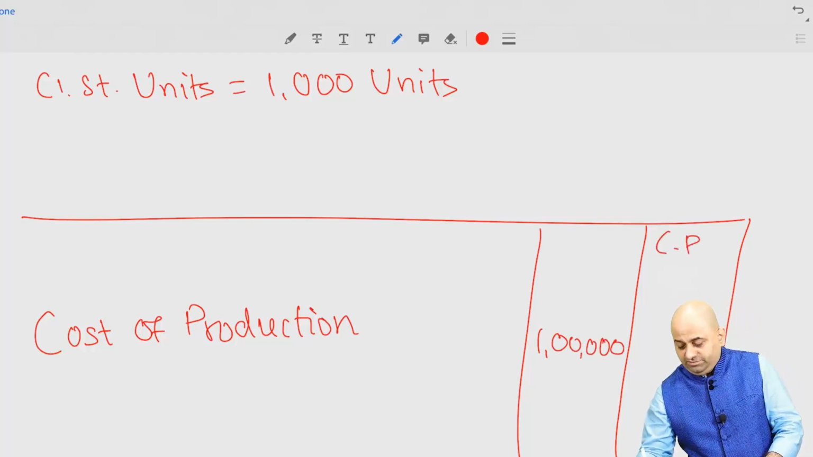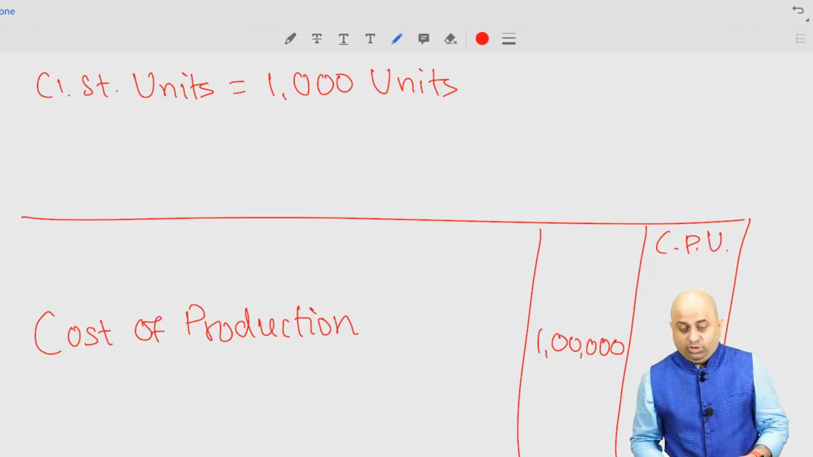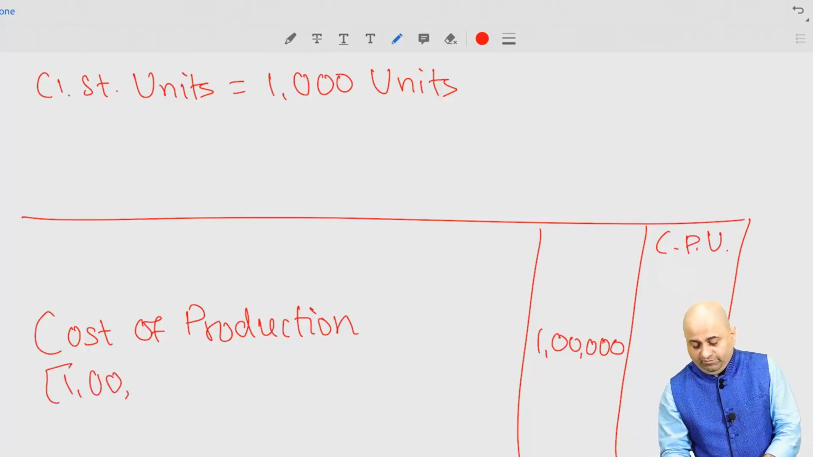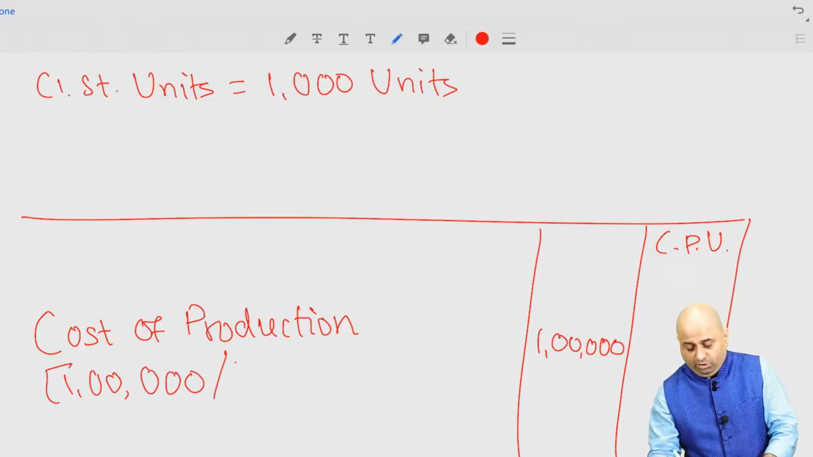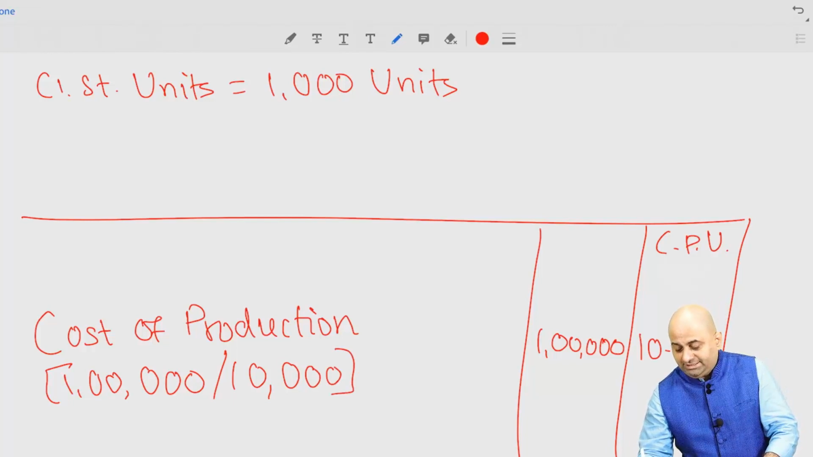This is the CPU column. I will calculate the per unit figure as I told you just now. We will take 1 lakh and divide it by the number of units produced. Let's say my number of units produced is 10,000. So the per unit figure will be rupees 10.